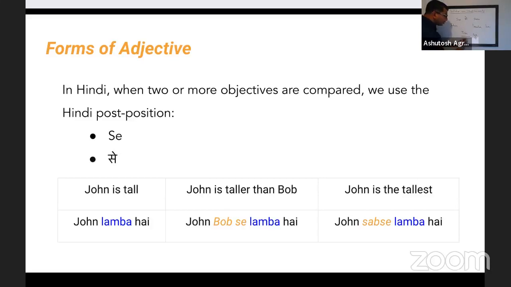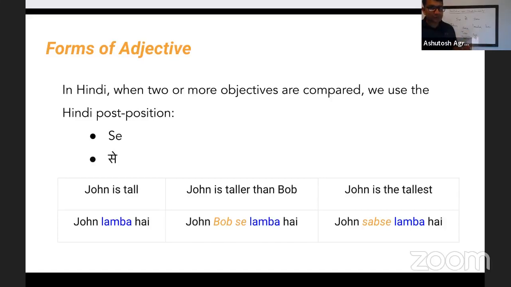Okay, और John Kelly से लंबा है. Okay, और John Sam से लंबा है. Okay, so you can replace it with any name, any other person, but they will be followed by this postposition "se". So when you have one object to compare against, you will use that name followed by "se".